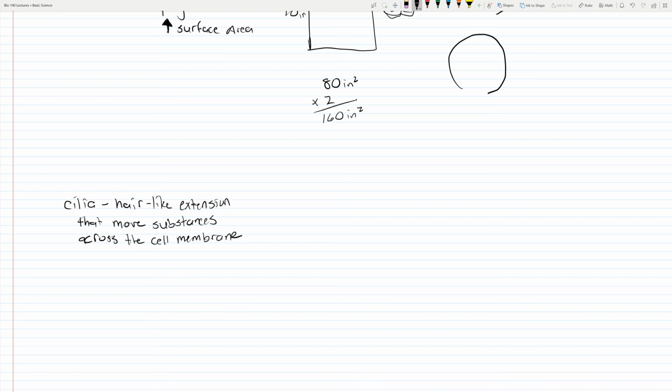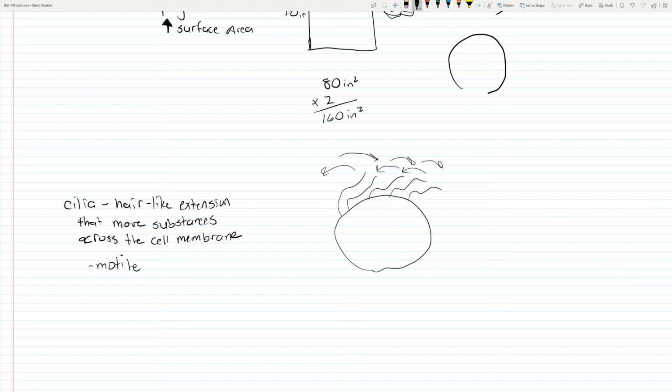So what you have on this one, you have a cell, and you've got these long extensions, and they actually move. They actually move backwards and forwards. So these are the motile. They are motile. Okay. Now you're like, well, what are these for? Well, several reasons, and probably most important is clearing out the gunk that can gather up on top of cells.